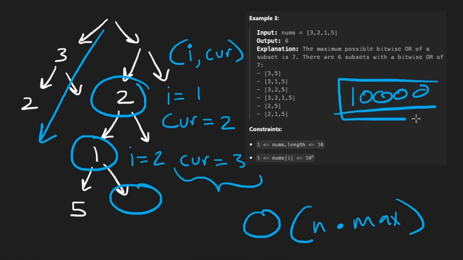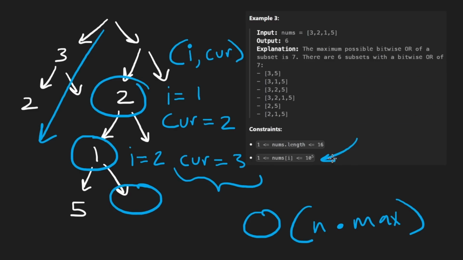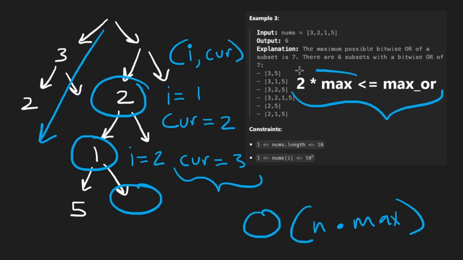In binary form, I'm not exactly sure what that would look like, but the max OR among those values can't possibly be bigger than 2 times the max. So this equation, 2 times max is less than or equal to the max OR, and max means the max element in the input. Why is that the case?